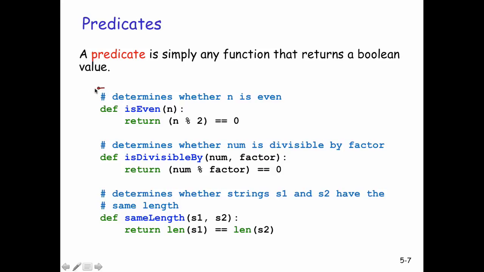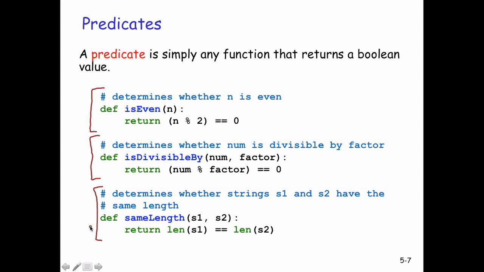For instance, here is an is-even predicate, that is, an is-even function that takes a number and returns a Boolean. And it determines if that number n is even simply by taking its remainder relative to 2. If that remainder is 0, the answer is true, it's even, otherwise it's not. As a second example, is divisible by takes two numbers called num and factor and determines if num is divisible by factor, again by determining if the remainder of num relative to factor is 0. And our third simple example is same length that takes two strings named S1 and S2 and just returns if their lengths are the same.